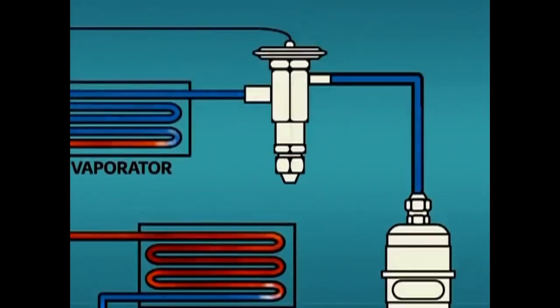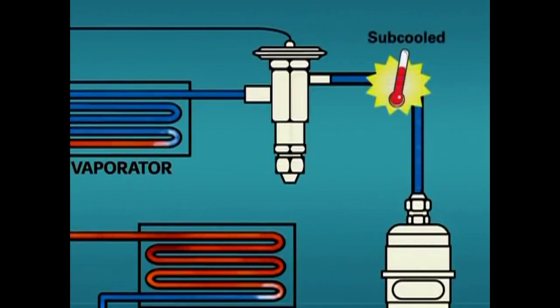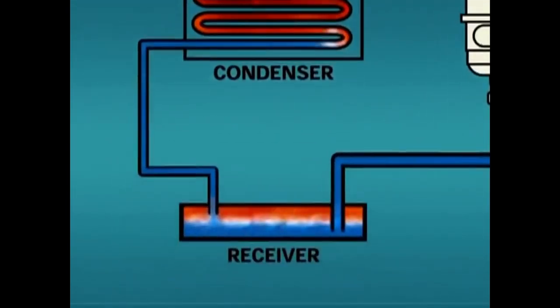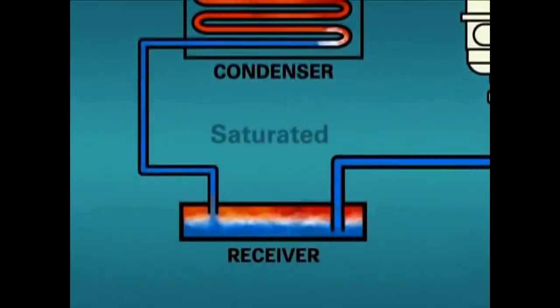With most systems, one can expect to find the refrigerant in the liquid line to have some amount of subcooling. In particular, systems employing a TEV should have subcooled refrigerant liquid entering the valve. When a system employs a liquid receiver, we will find saturated refrigerant at the liquid-vapor interface in the receiver.